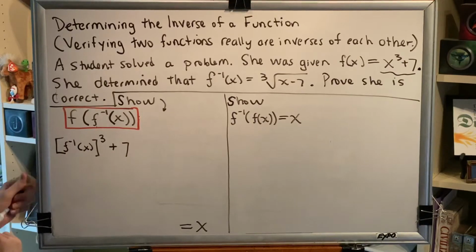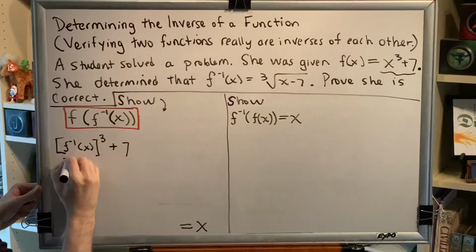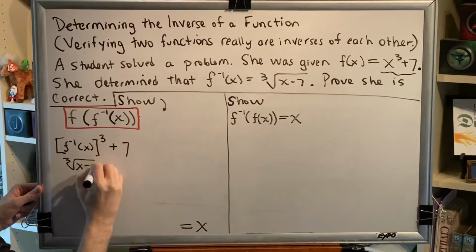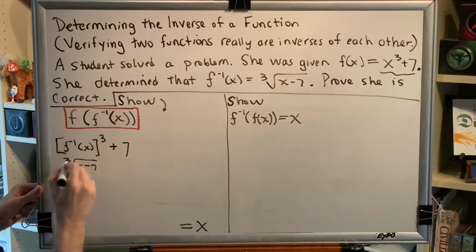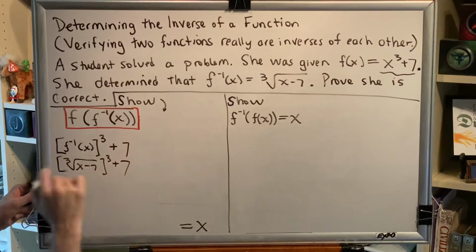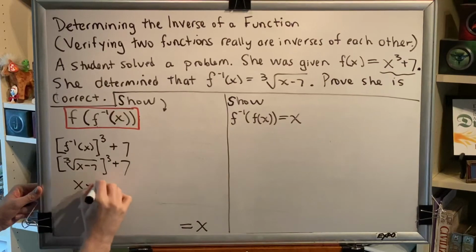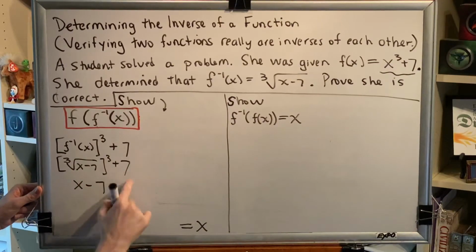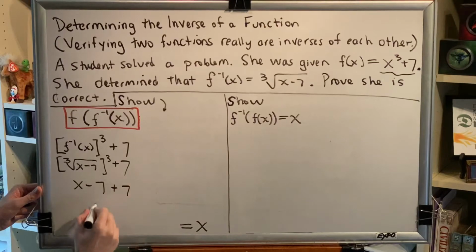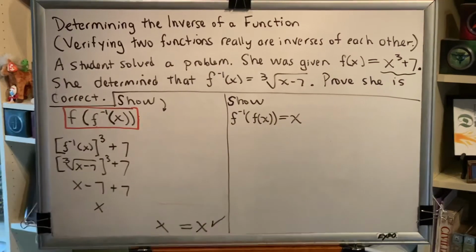All right, now I'm going to attempt to simplify. f inverse of x is given here as the cube root of x subtract 7, but f inverse of x is being cubed. And when you cube a cube root, they cancel each other out, leaving you your radicand x minus 7. So we have x minus 7 plus 7, the 7's cancel, and we get x. x equals x, and it checks.